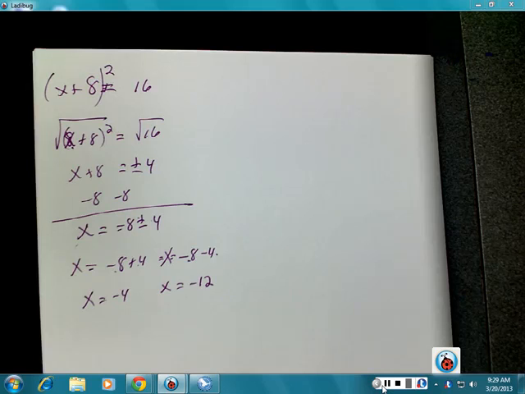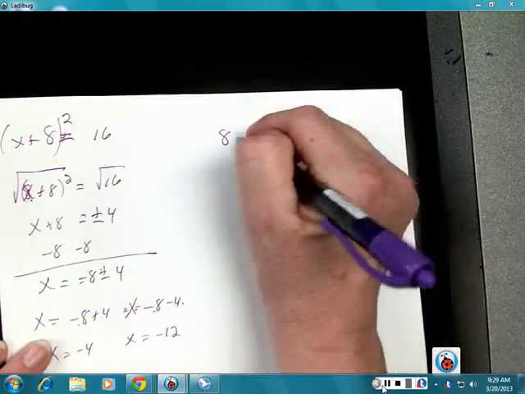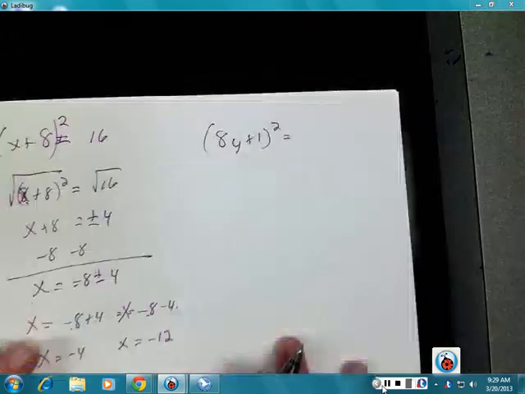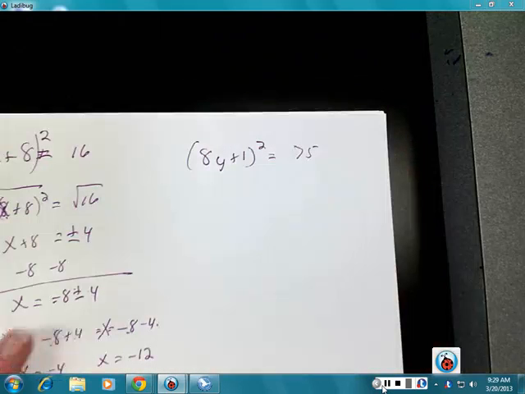See what you get on this one. 8y plus 1 squared is equal to 75. So work that one out. See what happens to it.